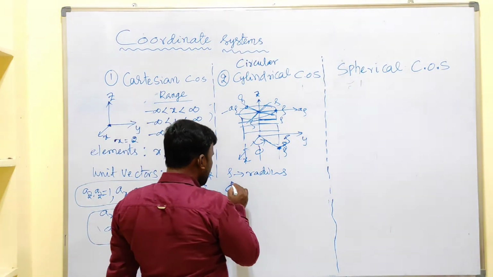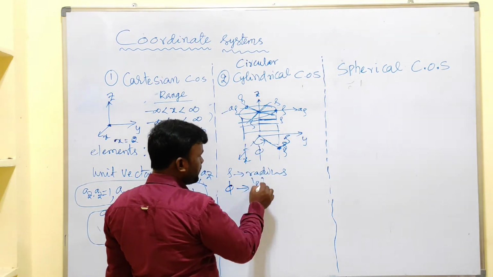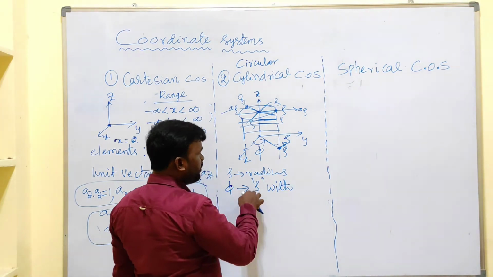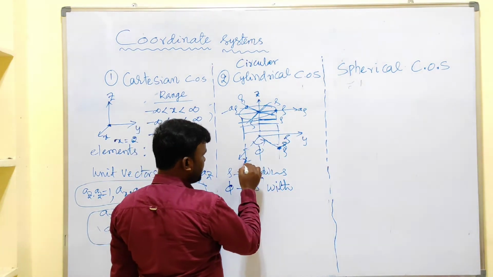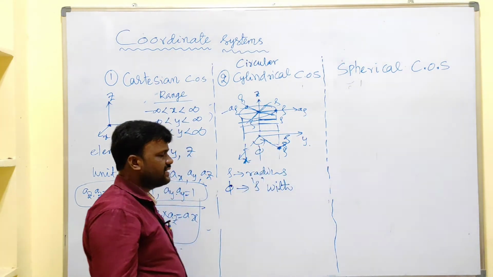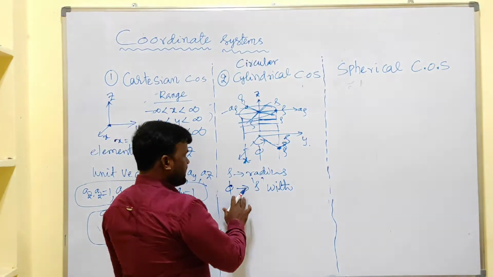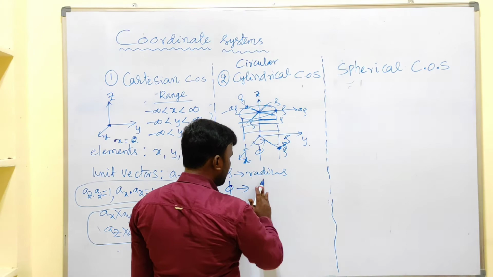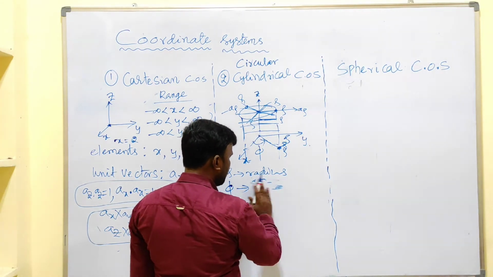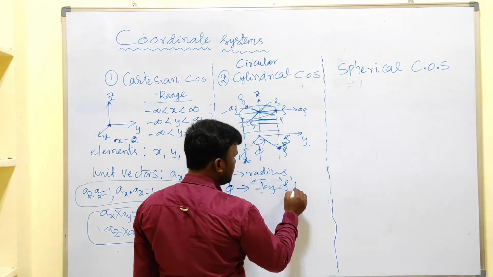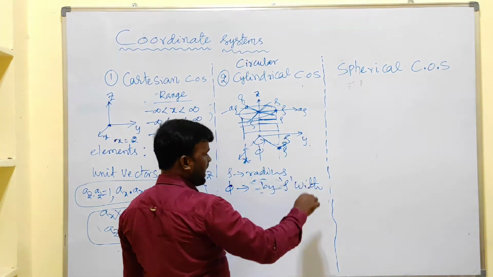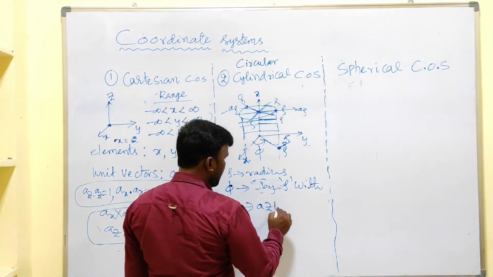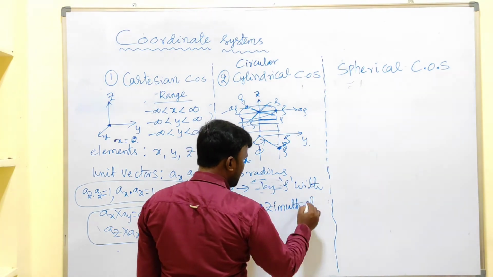And what about phi? Phi is the angle made by rho with x axis, or else the angle made by rho in xy plane. This is x and this is y. Here you have the angle, that is phi. Phi is the angle made by rho with the x axis, or else it is the angle in the xy plane. Of course, this angle is also called azimuthal angle.